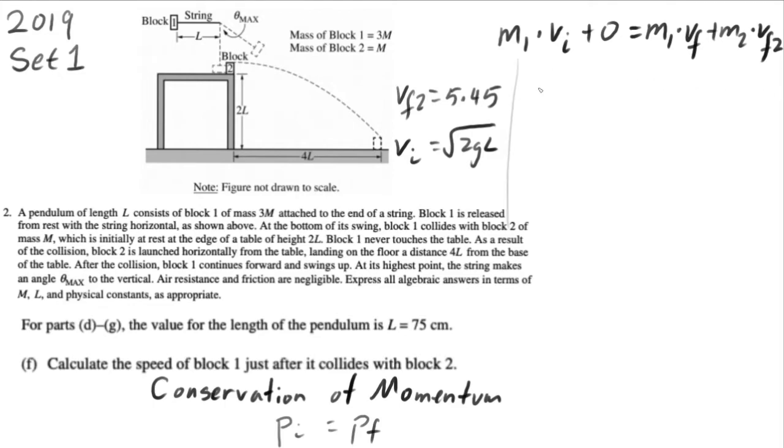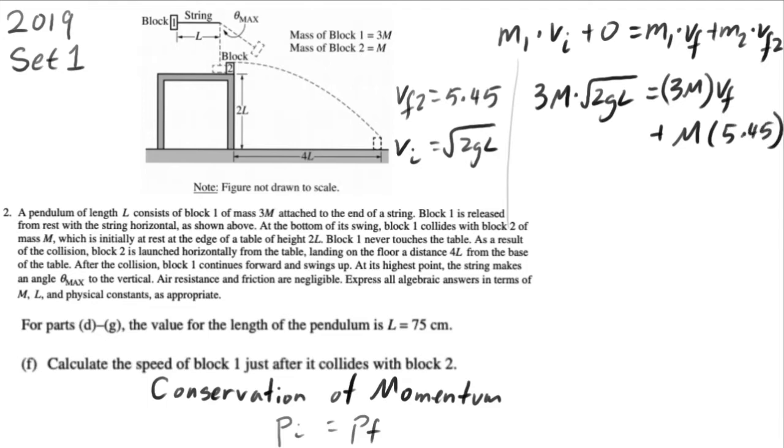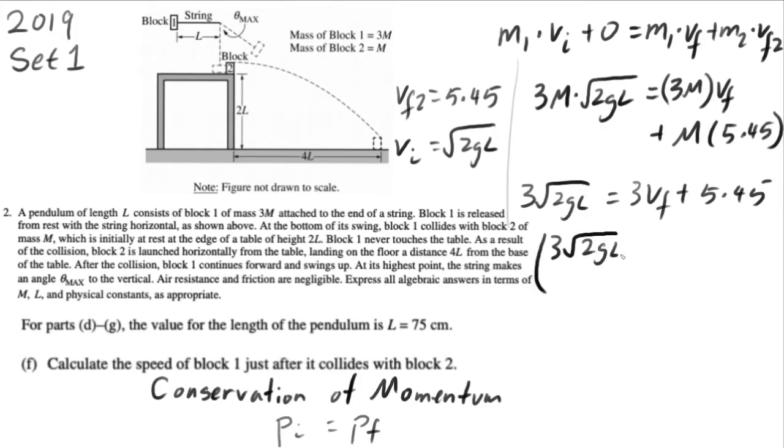So plugging in, m1 is 3m times its initial velocity, which is root 2gL, equals m1, which is 3m, times its final velocity, plus m2, which is m, times its final velocity. On both sides we can cancel out m, so we get 3 root 2gL equals 3 v final plus 5.45. We can move the 5.45 to the left and then divide everything by 3. So we get 3 times root 2gL minus 5.45, all over 3, equals the final velocity that we're looking for.